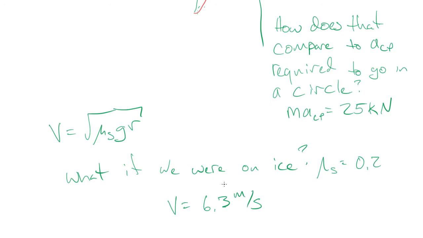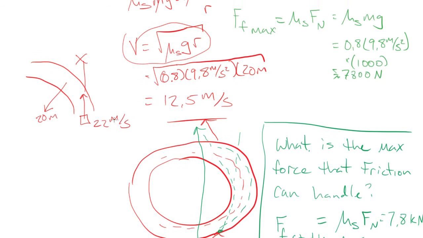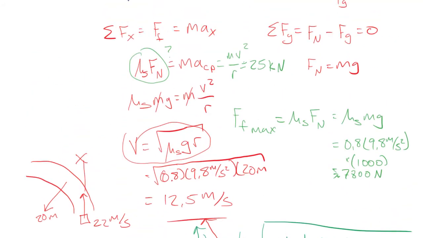Yep? This one? Yeah, I solved it using Newton's second law, so that was all this stuff right here. It's just plugging in that the force of friction is the only thing causing the acceleration. The normal force, which is just mass times gravity in this case, times static friction, is equal to m times the centripetal acceleration, which is v squared over r. Solve for v, and you get this.